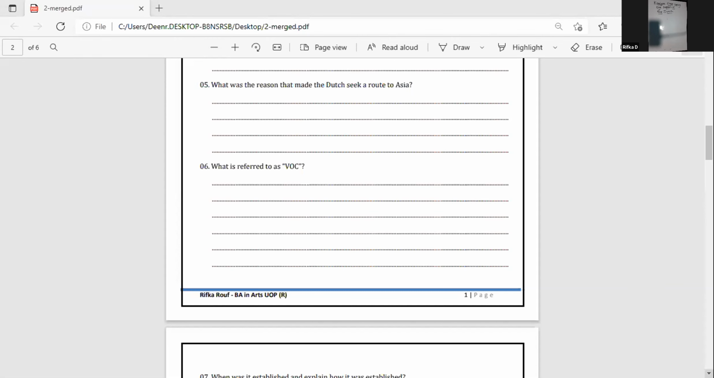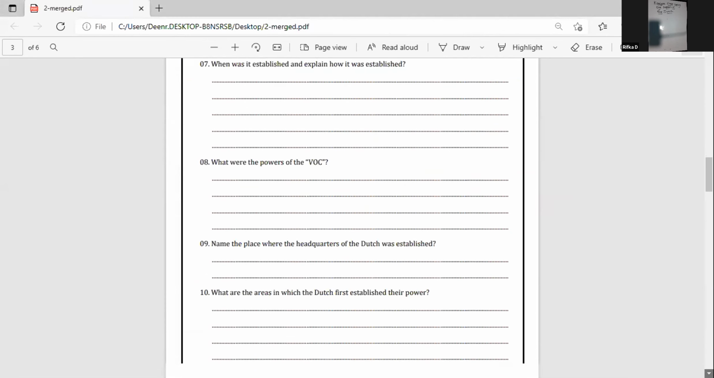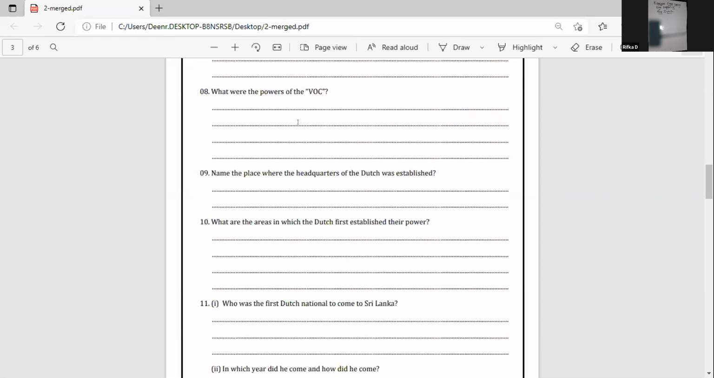Right, next question. When was it established and explain how it was established? So when was it established? In 1602. And how was it established? By amalgamating all the Dutch companies. Good. Now, the next one, what were the powers of the VOC? I wrote down every power a few minutes ago. They can engage in trading activities in Asia. They can build the fortresses. They can appoint the governors. They can rule the relevant areas.